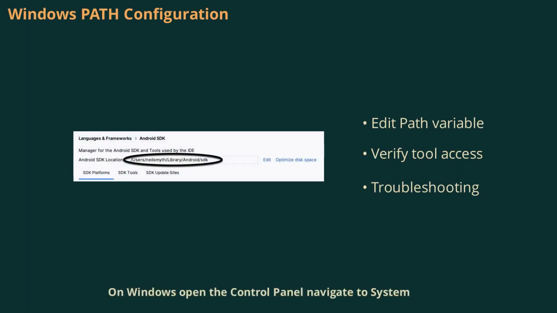On Windows, open the Control Panel, navigate to System, and edit the Path variable in environment variables. Add the SDK cmdline-tools and platform-tools directories. Verify by running echo %PATH% and adb in the command prompt. If tools aren't recognized, check your path entries for errors.